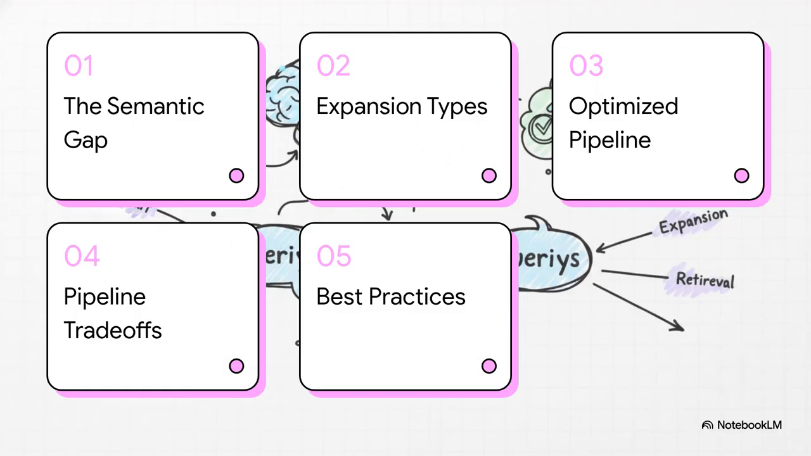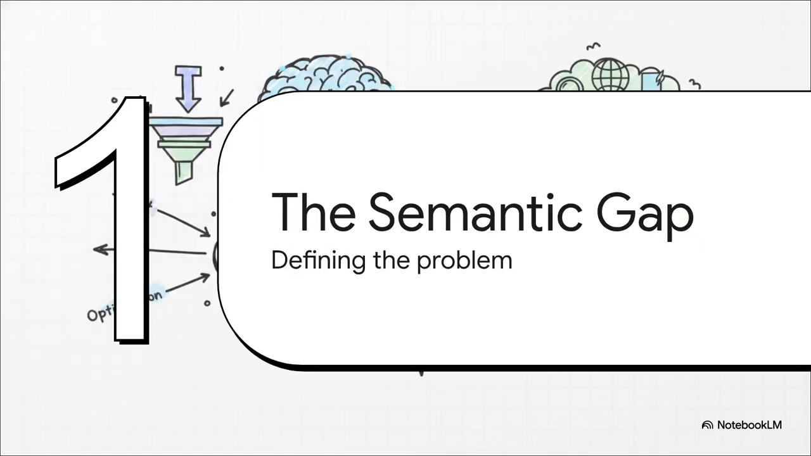To build a highly optimized retrieval pipeline, we'll quickly map out the semantic gap problem, look at the tools for query expansion, wire up the optimized pipeline, balance those tricky architectural trade-offs, and then wrap up with some advanced best practices. All right, Section 1, the semantic gap problem.